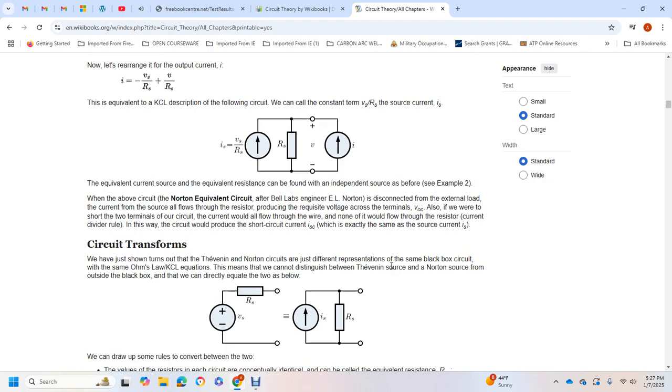This is the Norton equivalent circuit, named after Bell Labs engineer E.L. Norton. When connected with an external load, all of the source current flows through the resistor, producing a voltage across the terminals, the output voltage. With the terminals open, this is the open circuit case. Also, if we were to short the two terminals of our circuit, the current would all flow through the wire rather than the resistance, according to the current divider rule. In this way, the circuit would produce the short circuit current.